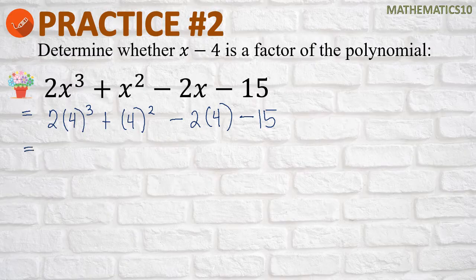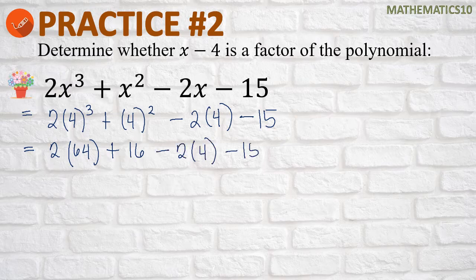Next to that is, of course, the PEMDAS rule. So process the ones with the exponent. So 4 raised to 3. 4 times 4 times 4, 64. Next is 4 squared, that is 16. And I'll just simply copy the next terms. I'll just do it one by one.